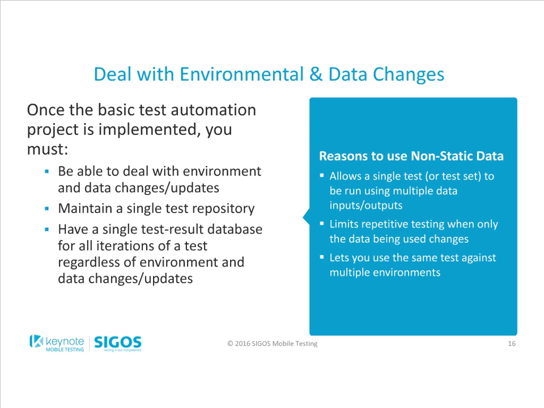So once your basic test automation project is implemented, you need to be able to deal with environment and data changes and updates. And this needs to be dynamic. You need to be able to take your test, maybe run it today on staging site 1. And next week, maybe you need to test it on staging site 2. So you need to have some forethought when you create these tests to enable that sort of dynamic changing and switching of data or environment updates.